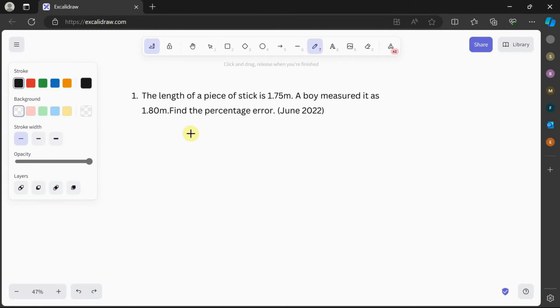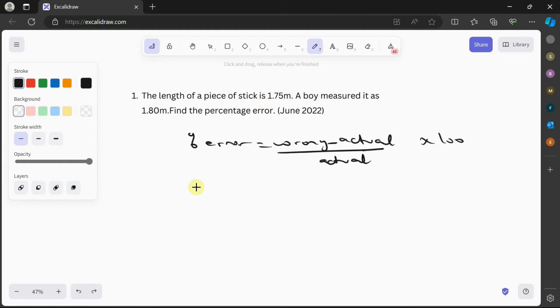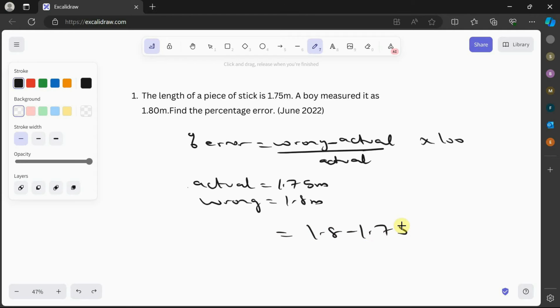So our formula for percentage error is the wrong measurement minus the actual measurement, all over the actual measurement, times 100. Let's start from what we have. The actual measurement is meant to be 1.75 meters, and the wrong measurement is 1.8 meters. So let's substitute. That will be 1.8 minus 1.75, all over 1.75, times 100. So 1.8 minus 1.75 gives 0.05 all over 1.75 times 100.